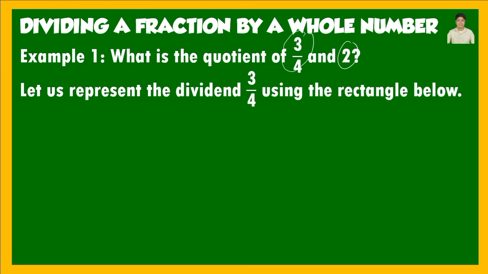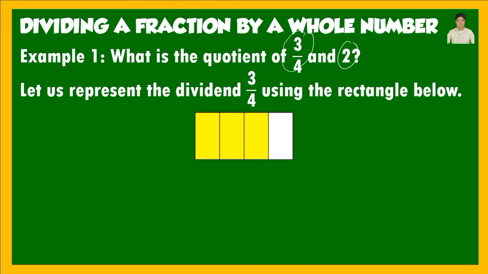So let us represent the dividend 3/4 using the rectangle below. So ito po yung ating rectangle. As you can see, the given rectangle is divided into 4 equal parts. Kasi yung denominator ng ating dividend na 3/4 is 4. Kaya 4 equal parts po siya. And then, yung shaded part po natin dyan, yung naka-yellow, is 3 because of the numerator 3.